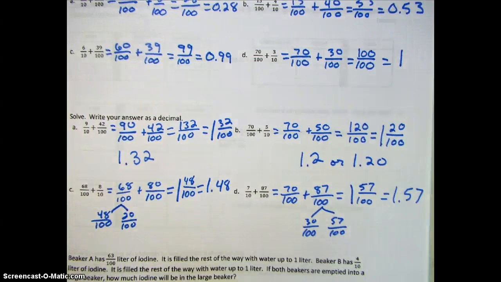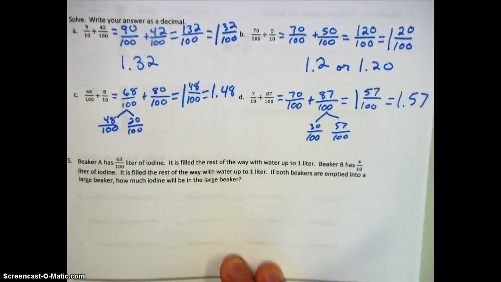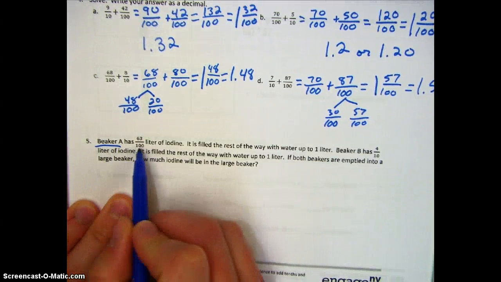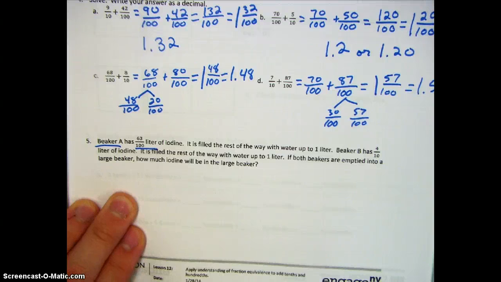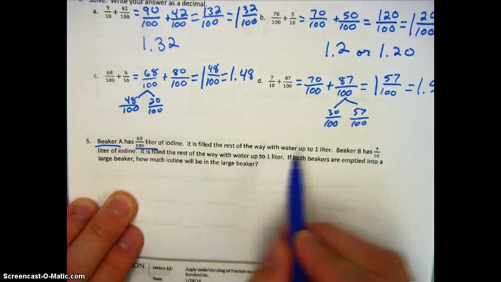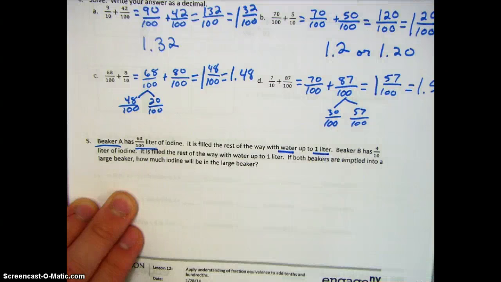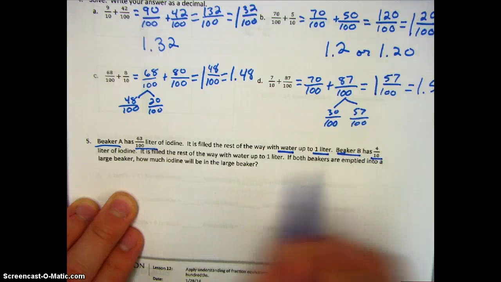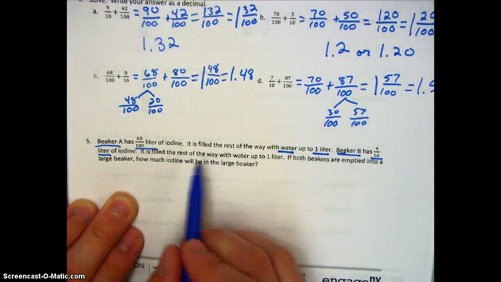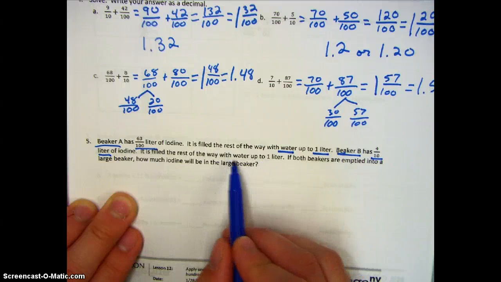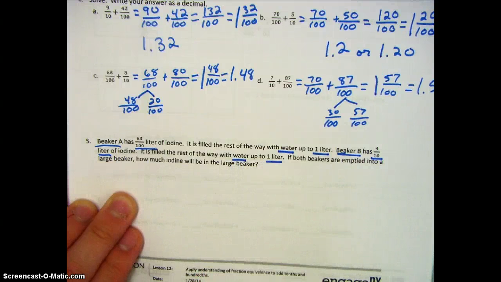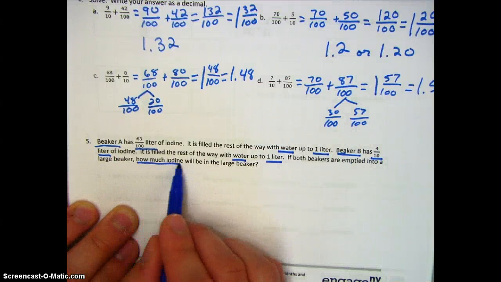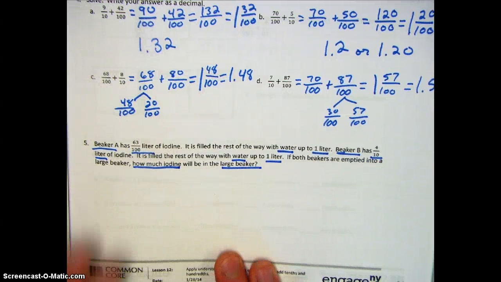So moving on to our last question here with number 5. We have beaker A has 63 hundredths of a liter of iodine. It's filled the rest of the way with water up to 1 liter. Now beaker B has 4/10 liter of iodine. It is filled the rest of the way with water up to 1 liter. If both beakers are emptied into a large beaker, how much iodine will be in the large beaker?